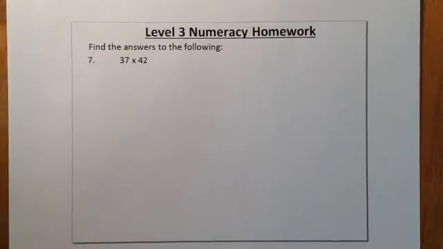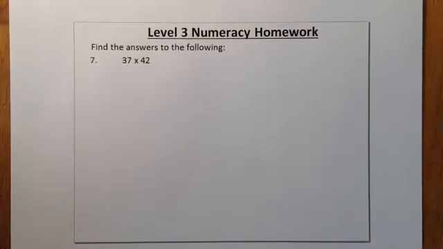Right, for question 7, what we have is a multiplication. So I've got 37 times 42. I'm going to try and do that in a couple of ways for you. And I know I'm going reasonably quickly, but I just want to make sure that it's a shorter video for you. And you can go back and listen to it again if you need.